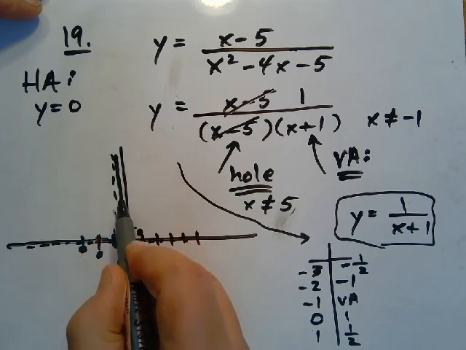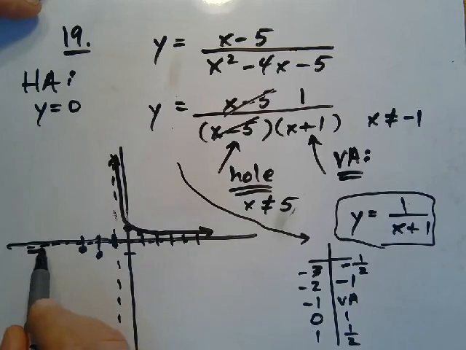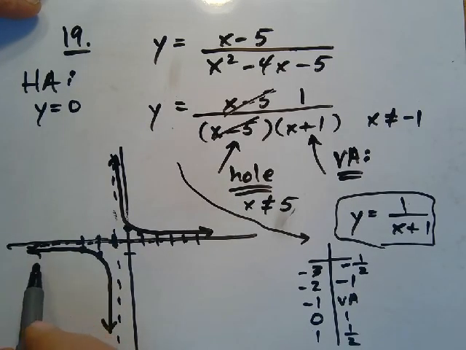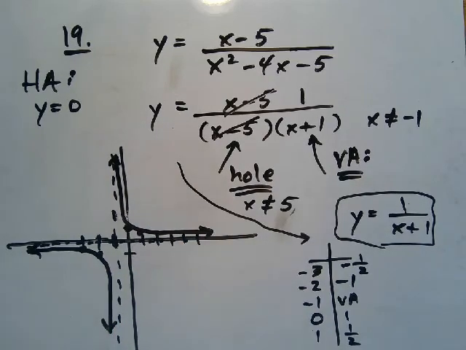So I'm going to have a graph here that looks like this, and here as well. Now, there's your graph. We've graphed it. We have an asymptote. You have to declare the asymptote.